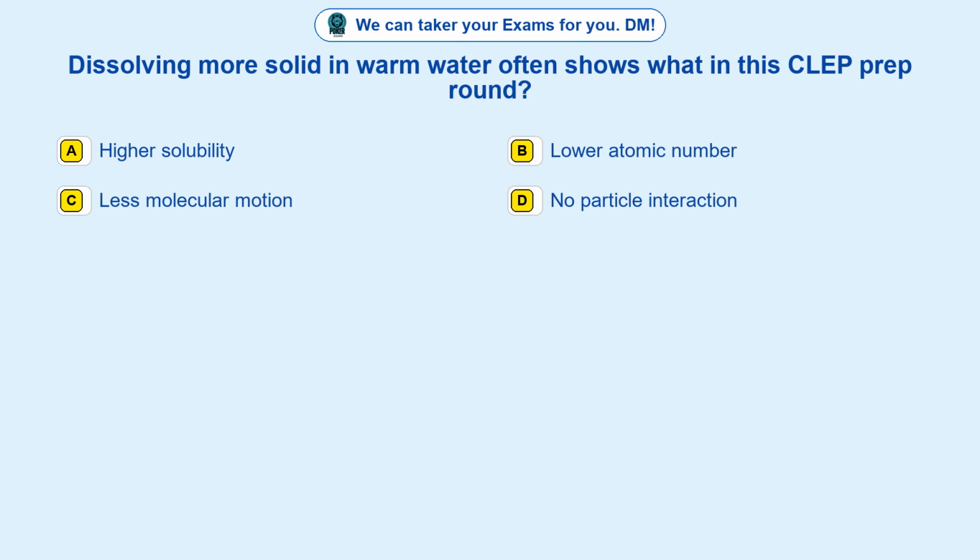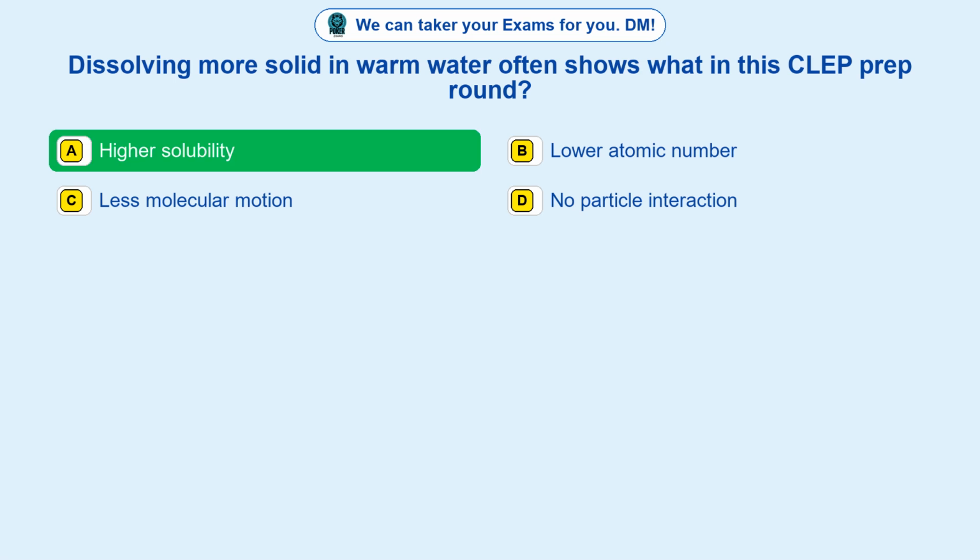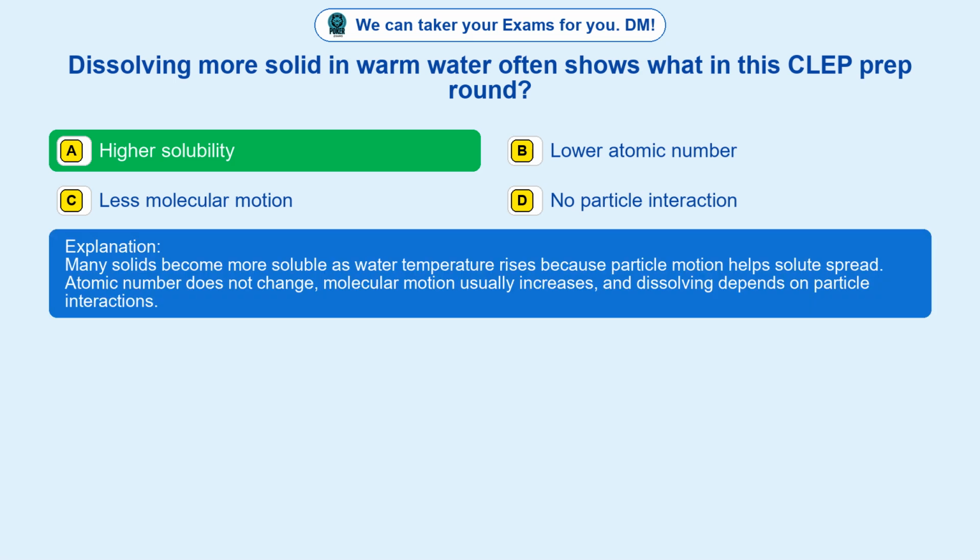Question 54. Dissolving more solid in warm water often shows what in the CLEP prep round? Option A, higher solubility. Option B, lower atomic number. Option C, less molecular motion. Option D, no particle interaction. The correct answer is option A, higher solubility. Many solids become more soluble as water temperature rises because particle motion helps solute spread. Atomic number does not change, molecular motion usually increases, and dissolving depends on particle interactions.